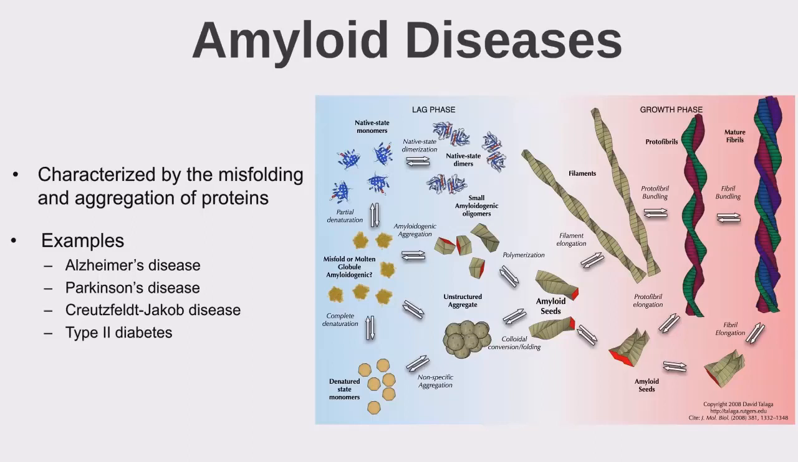So what are amyloid diseases? They are diseases that are connected with the misfolding and the aggregation of proteins in the brain. There are several diseases connected to this misfolding of proteins happening in the brain, like Alzheimer's, Parkinson's, Creutzfeldt-Jakob, and also type 2 diabetes.